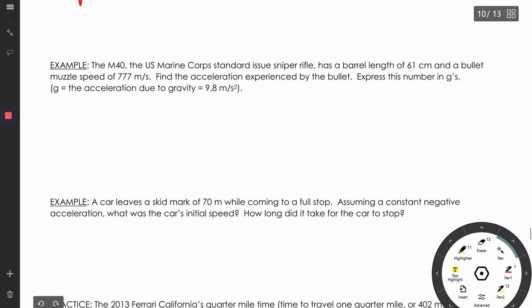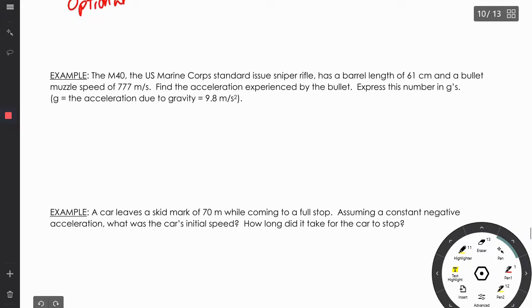Okay, so let's do just a couple examples to see how this strategy works. All right, so we've got the M40 Marine Corps standard issue sniper rifle's barrel length of 61 centimeters. So as we go along, that will be our displacement. Now we need to convert that to meters, so I'll do that right away. We're going to divide this number here by 100. It has a bullet muzzle speed of 777 meters per second.